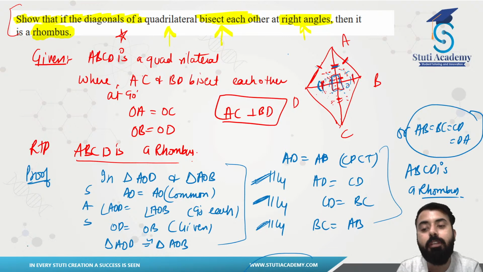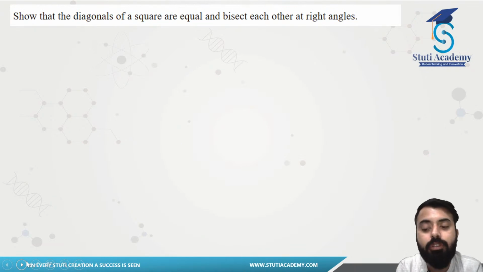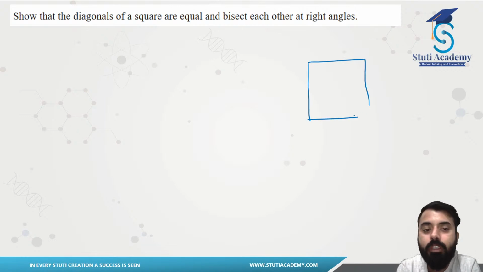So the next sum is, let's start with the exercise today now. Show that the diagonals of a square are equal and bisect each other at 90 degrees. Now we have to do what? We have to show that diagonals of a square are equal and they bisect each other at 90 degrees. So for this, I'm going to do what? I'm going to draw a square. Let's draw a square. So let's say ABCD is a square. And we have the diagonals AC and BD.